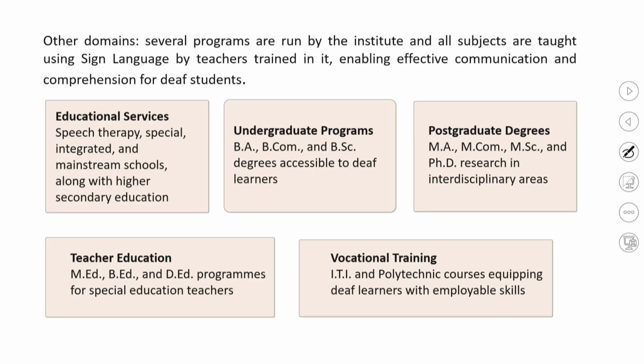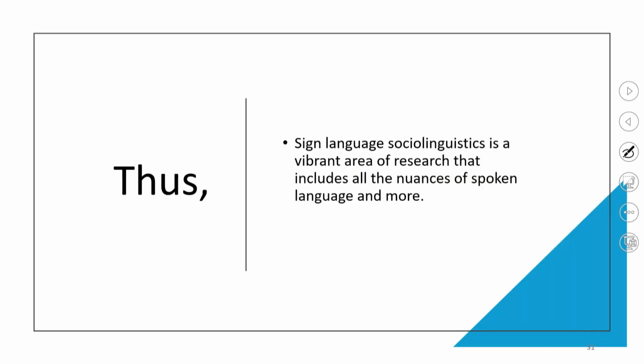So, they have educational services like speech therapy and special integrated mainstream schools along with higher secondary education. They also have BA, BCom and BSc degrees accessible to deaf learners, postgraduate degrees, teacher education, vocational training and so on. Primarily the baseline is that Indian Sign Language is developed not only in terms of corpus planning, but also in terms of making people independent and self-reliant through education. These are the domains where Ramakrishna Mission has worked quite heavily. So, this is about Indian Sign Language.